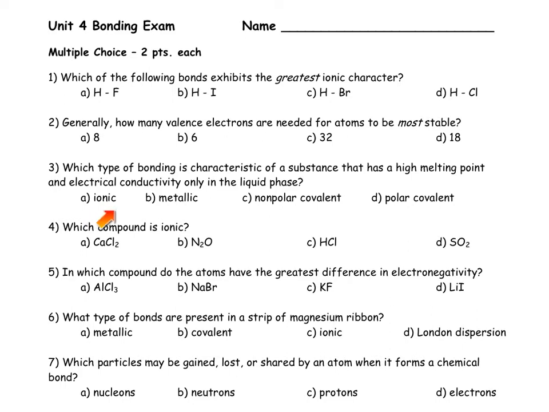So here you have ionic, metallic, nonpolar, polar, covalent. Choose, all right? Which compound is ionic? Again, you're going to have to compare. You have to draw them out and then compare electronegativities by subtracting the two electronegativities in the particular bonds.